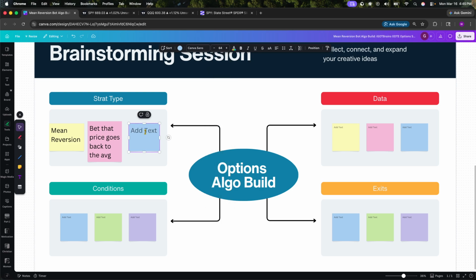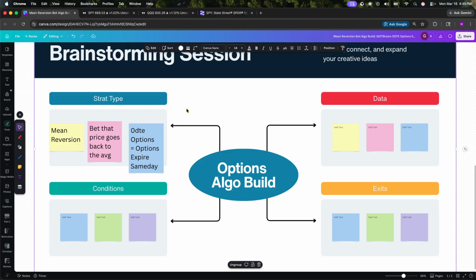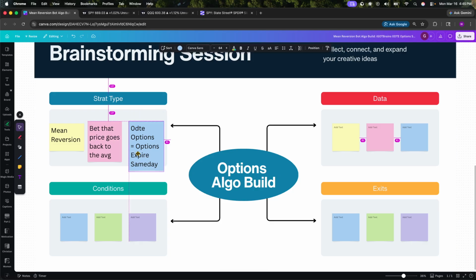This is going to be 0 DTE options. 0 DTE options means options that expire the same day. So we're going to be trading option contracts that expire the same day. Because who wants to wait until Friday to get paid when you can get paid the same day, or if not the same minute? Sometimes that happens when you enter the trade.